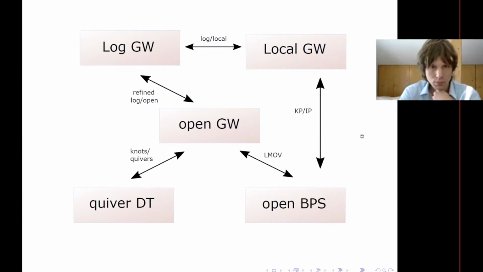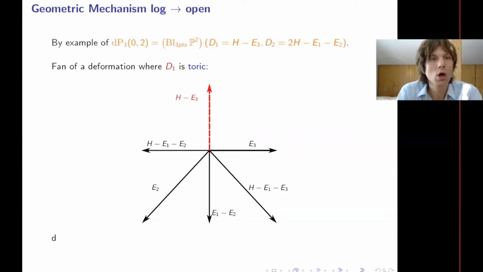But for today, I'm mainly focusing on the anti-diagonal, because there's just too much to talk about. So let me start by saying something about what the geometric mechanism is to go from log to open. This is the bit where I hopefully appeal to your toric soul.